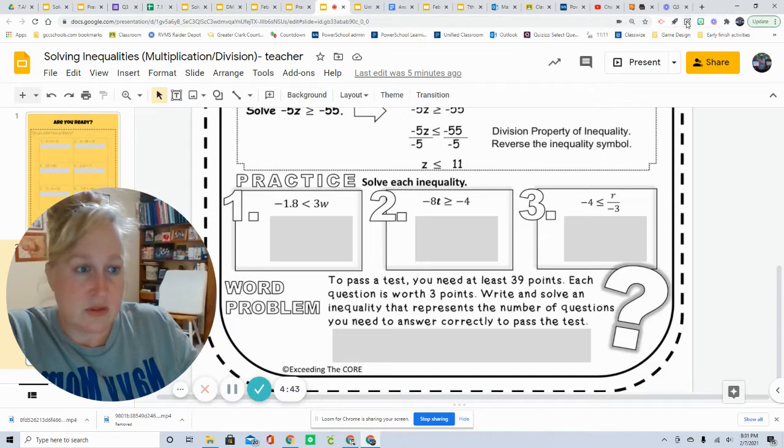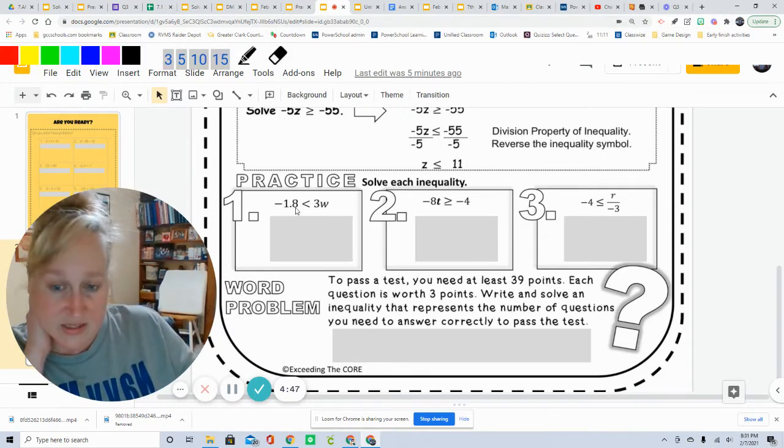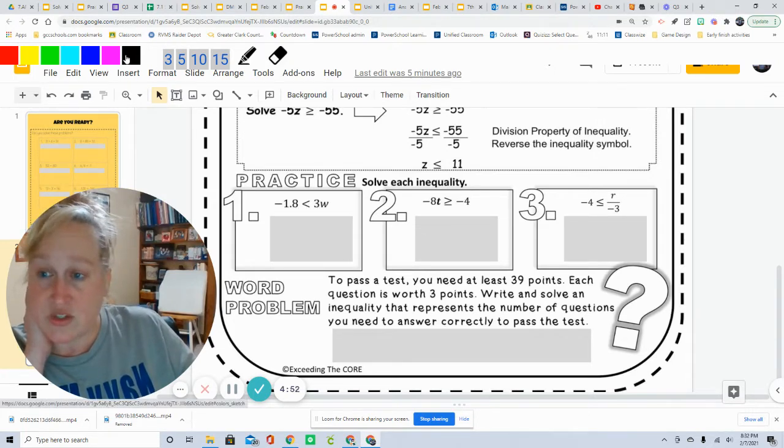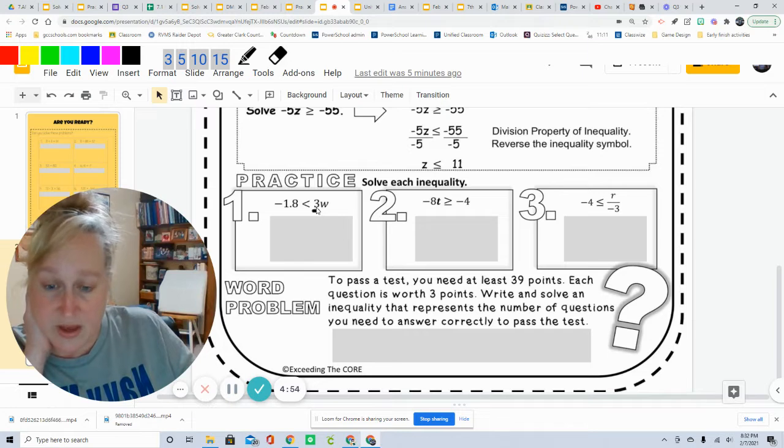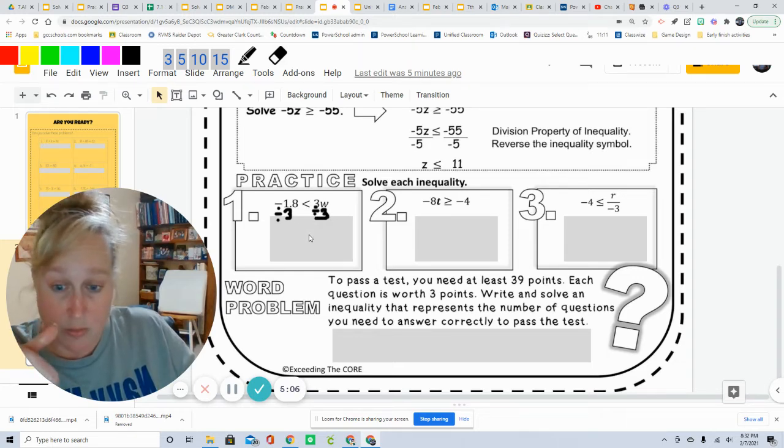Where's my writing tool? There it is. So this one is negative 1.8 is less than 3w. I'm going to do what I normally do, and divide both sides by 3. Is that a negative number? Nope. I'm not dividing by -3, so I'm good to go. My inequality stays that way. My W is right there.